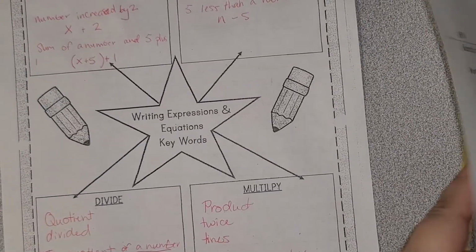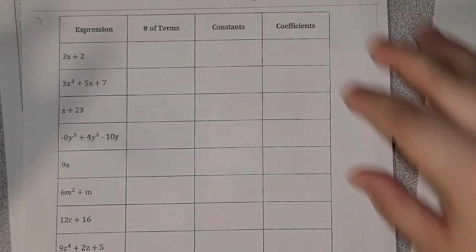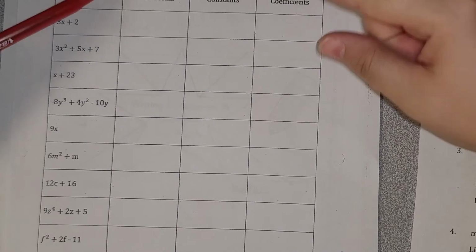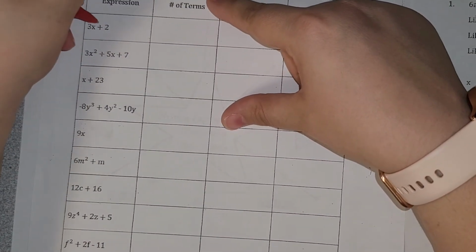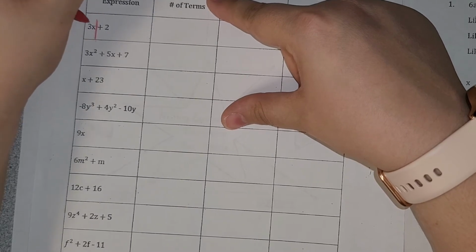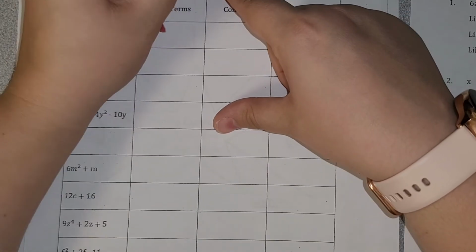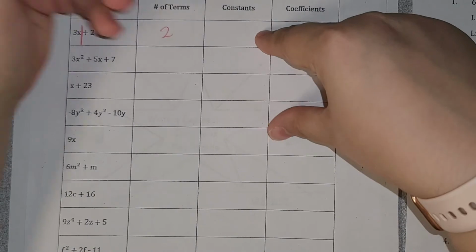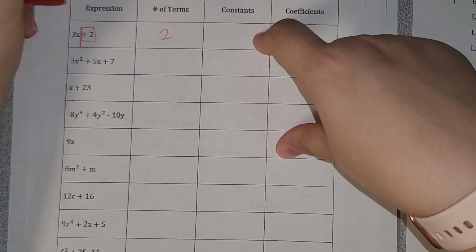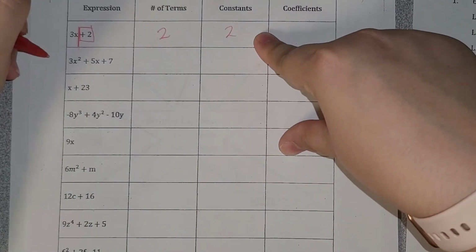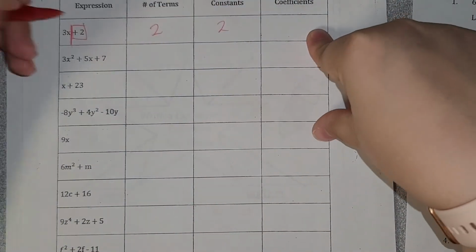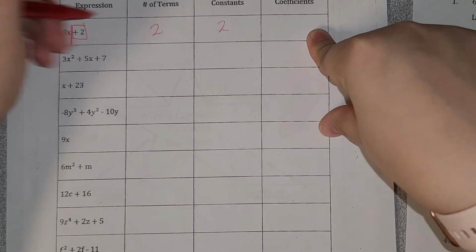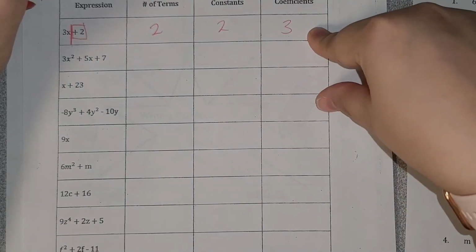Let's really quick, here is your homework. I'd like you to do this page first. This page, you are just going to go through. You're going to say, okay, number of terms. That's where we count. Okay, I've got 3x and I've got plus 2. I've got 2 terms. My constant, that's the number on its own. So that number is 2. And then 3x, that we're going to coefficients. The number attached to the variable is 3. And so that's my coefficient.